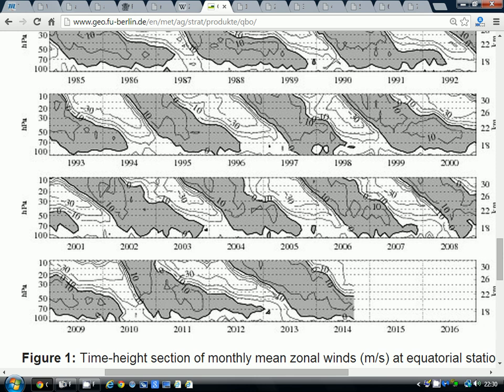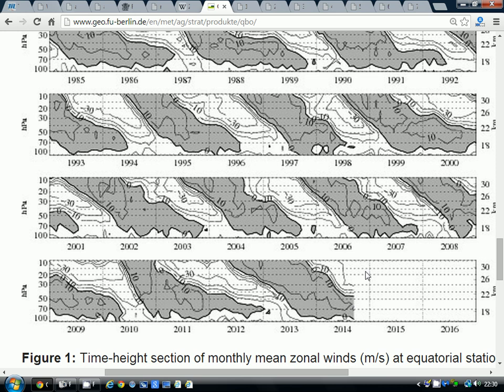QBO, and the easterly phase of QBO is on its way. This white area here is indicating that we're going into the easterly QBO. Grey is a westerly QBO, white is an easterly QBO. When the QBO is easterly, quasi-biennial oscillation, it's telling us that the westerlies are being reduced. The zonal westerlies in the northern hemisphere are being reduced, so that should enhance the risk of blocking.